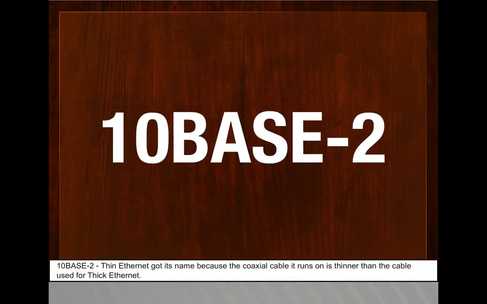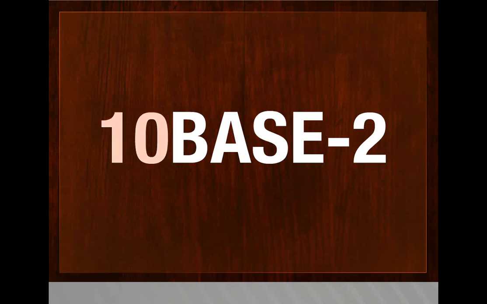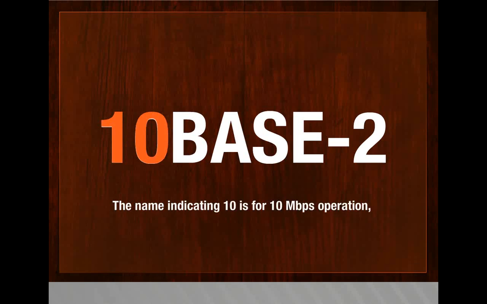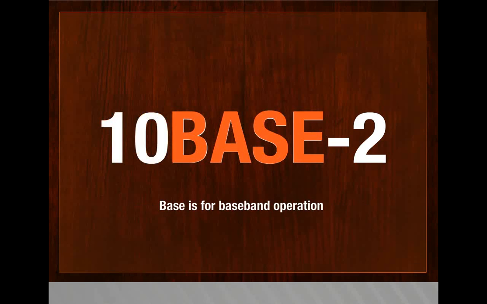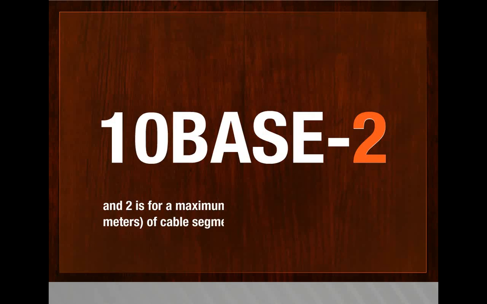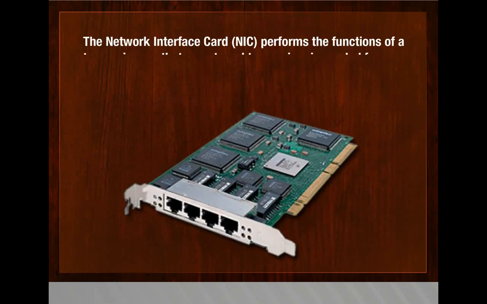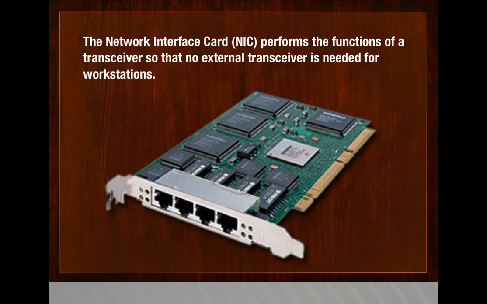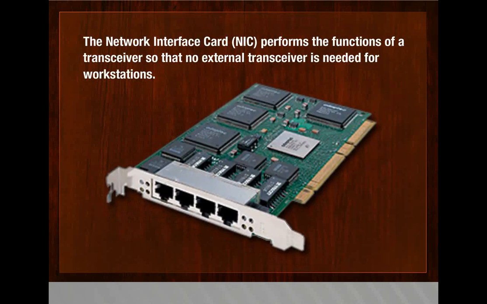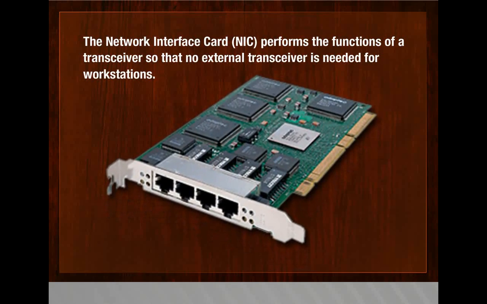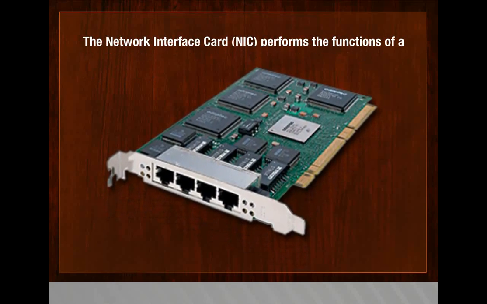10Base2 thin Ethernet got its name because the coaxial cable it runs on is thinner than the cable used for thick Ethernet. In the name, 10 is for 10 Mbps operation, Base is for baseband operation, and 2 is for a maximum of 200 meters, actually 185 meters of cable segment length. The Network Interface Card (NIC) performs the functions of a transceiver so that no external transceiver is needed for workstations.